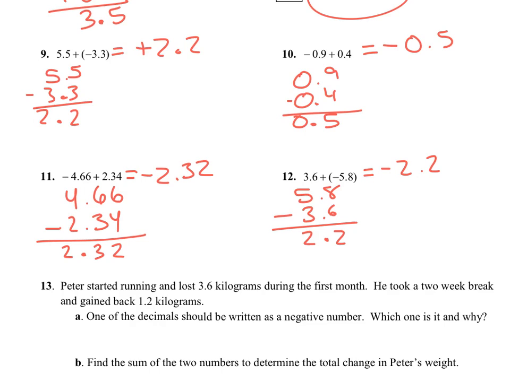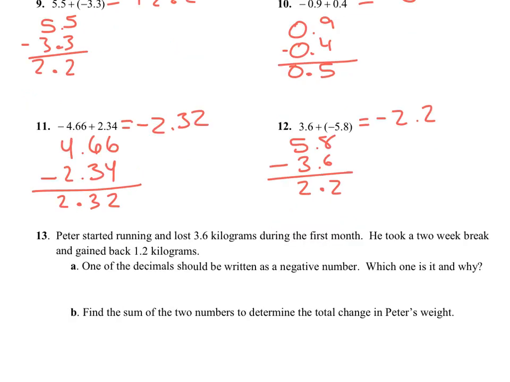All right, number 13, let's talk about Peter. Peter started running and lost 3.6 kilograms during the first month. He took a 2-week break and gained back 1.2 kilograms. Part A says, one of the decimals should be written as a negative number. Which one is it and why? Well, it should obviously be negative 3.6. Why? Because Peter started running and lost that much weight. Part B says, find the sum of the two numbers to determine the total change in Peter's weight.